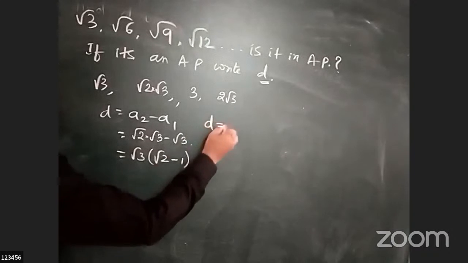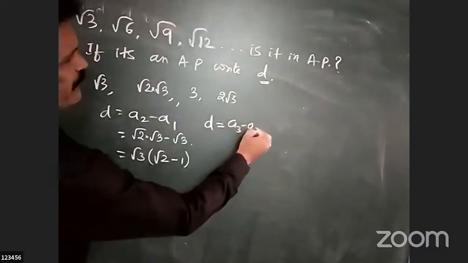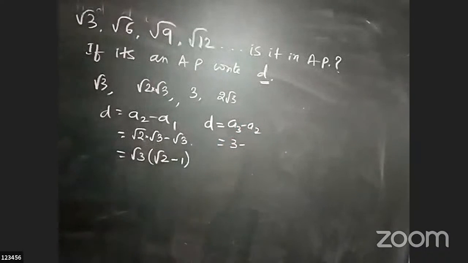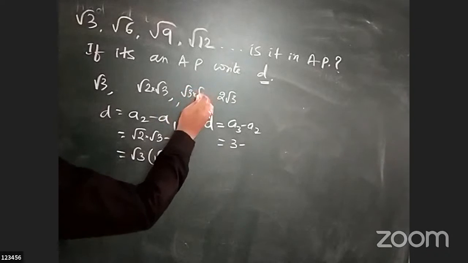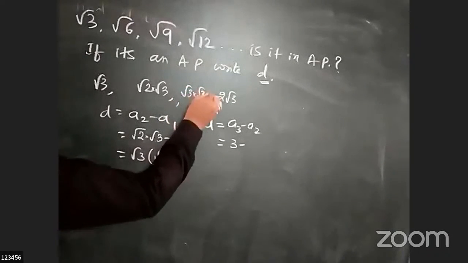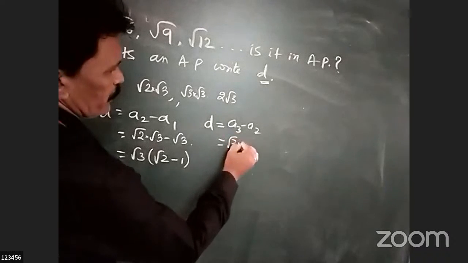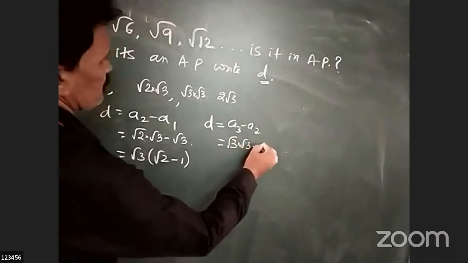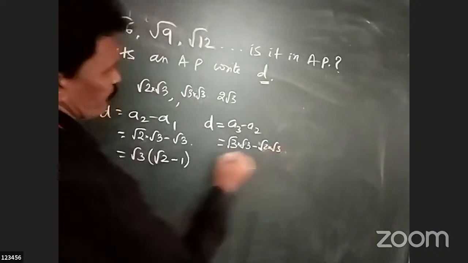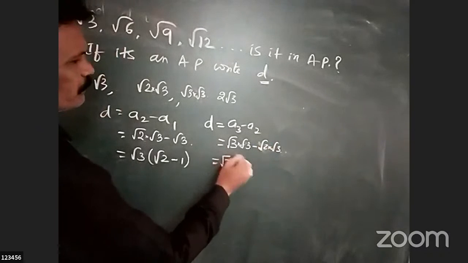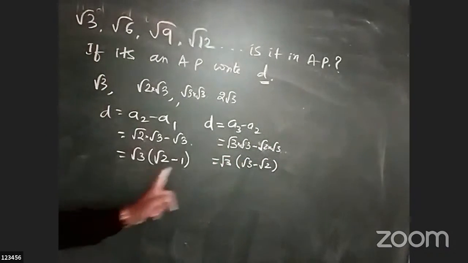If you are going for the next one, D is equal to A3 minus A2, that is 3 minus root 2 into root 3. You may write 3 as root 3 into root 3 also. So root 3 into root 3 minus root 2 into root 3. Root 3 is common, so you are getting root 3 minus root 2.